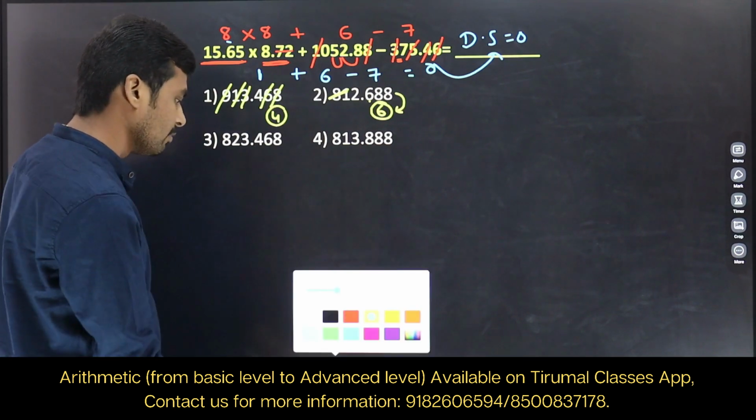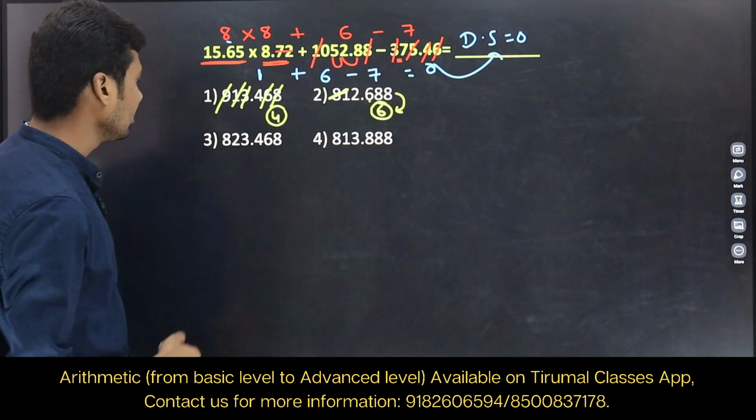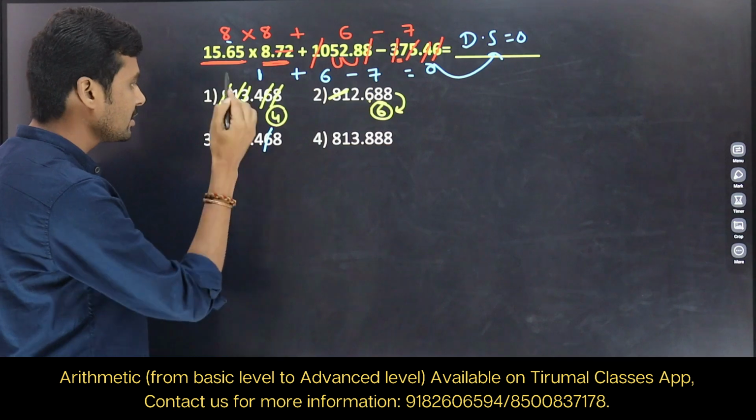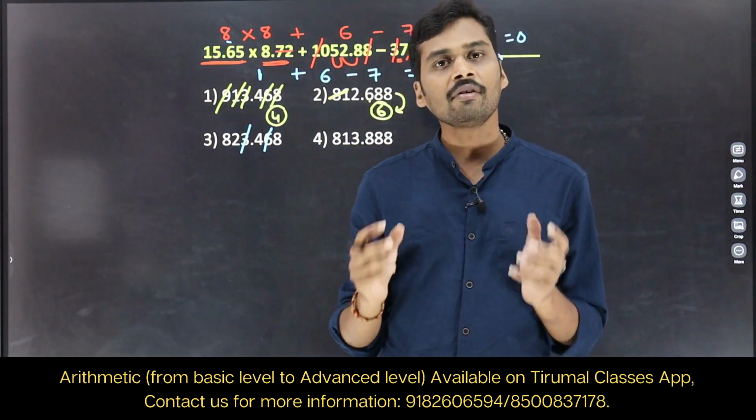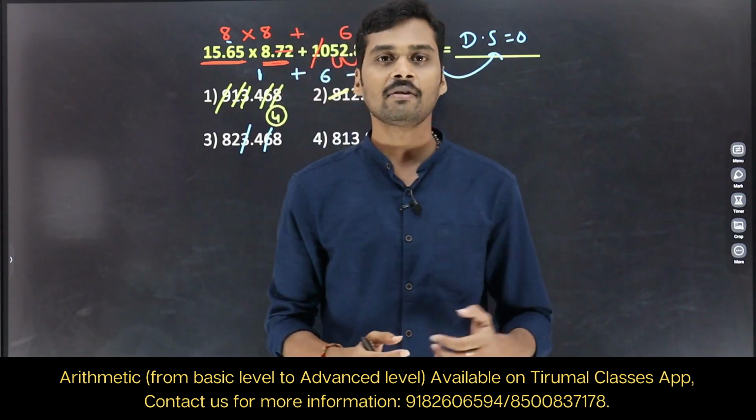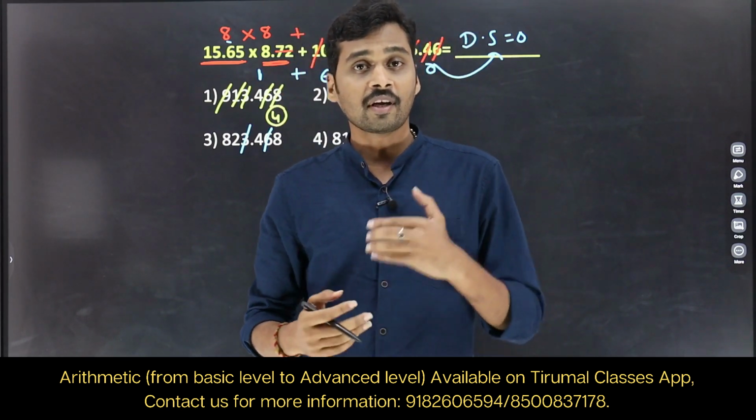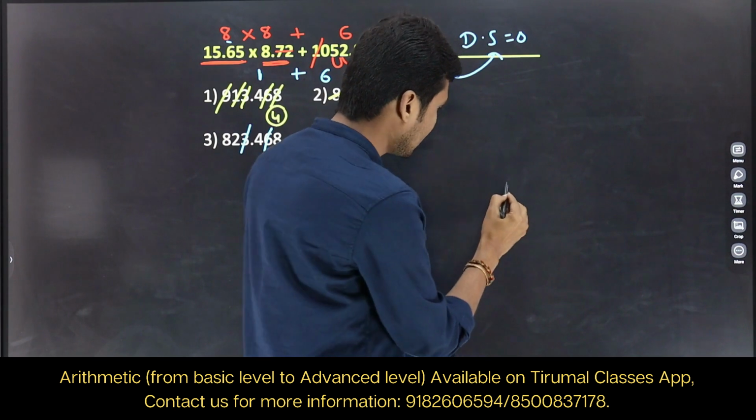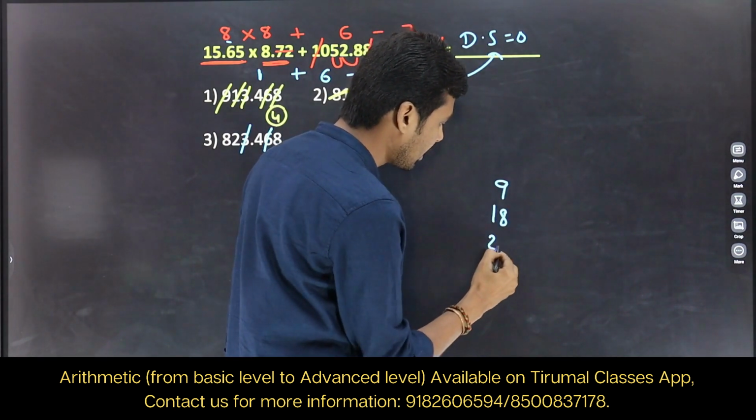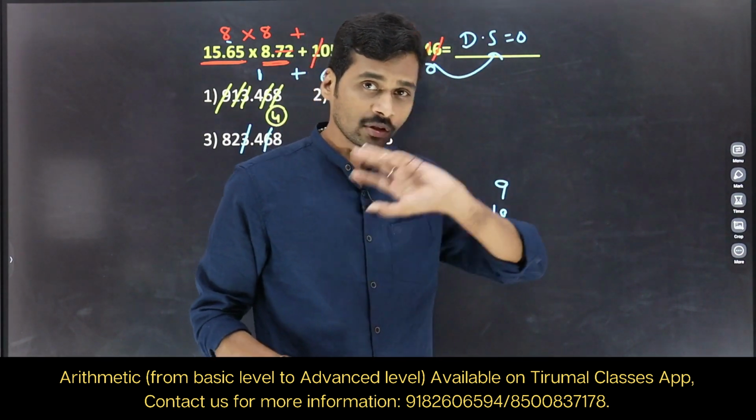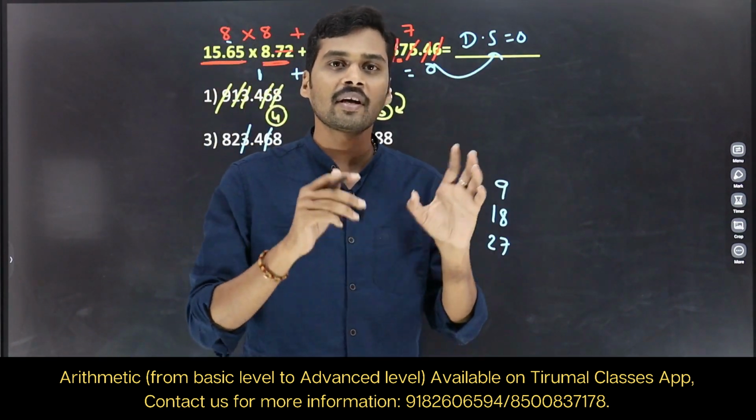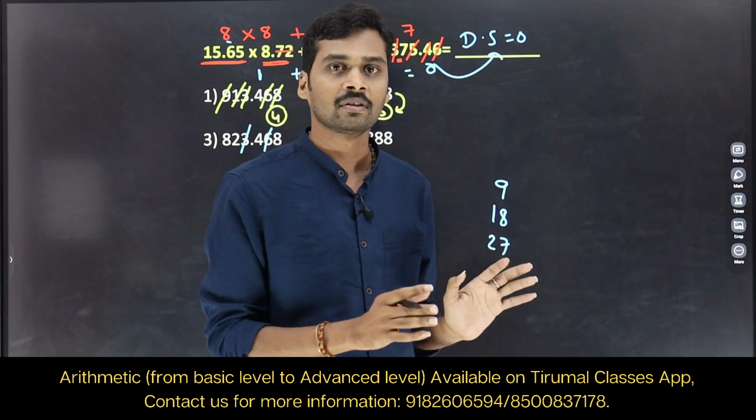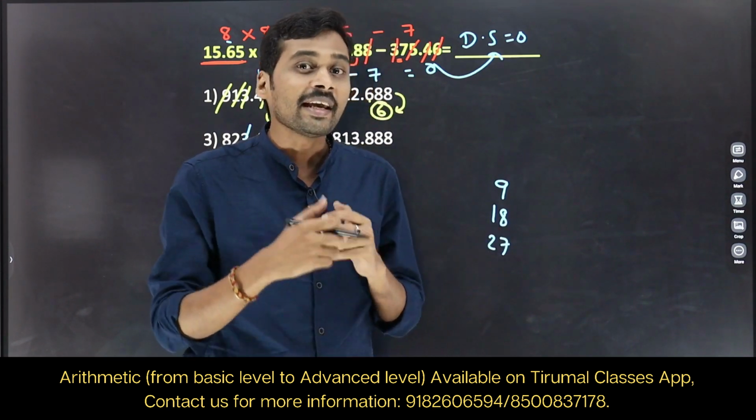Now take the third one. 6 plus 3 is 9. First of all, you always look at the digit sum. Wherever you get the digit sum as 9, or 9 multiples, which means 9 or 18 or 27, you can cancel out those numbers. That way we can make it easy.